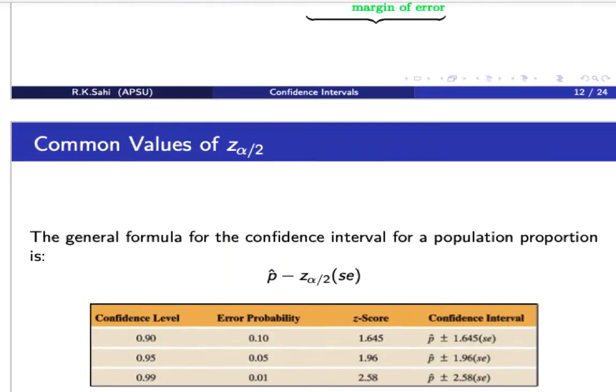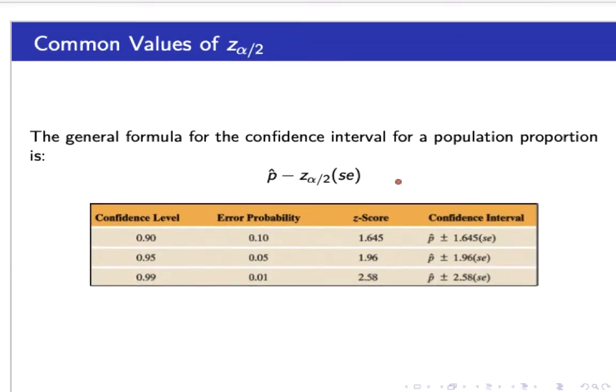So the general formula for the confidence interval for a population proportion, remember it's plus or minus. If the confidence level is 90%, the error probability, that means this is my alpha, is 10% and the z-score is 1.645. If the confidence level is 95%, the error probability, or alpha, is 5%. The z-score is 1.96. If the confidence level is 99%, the error probability, or alpha, is 0.01 or 1%. The z-value is 2.58.